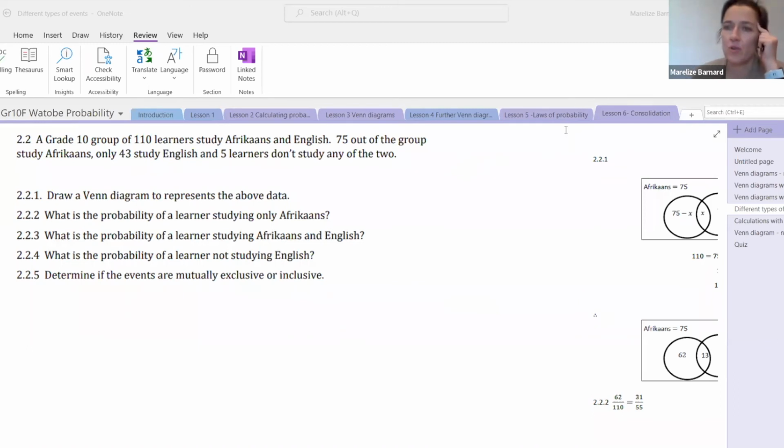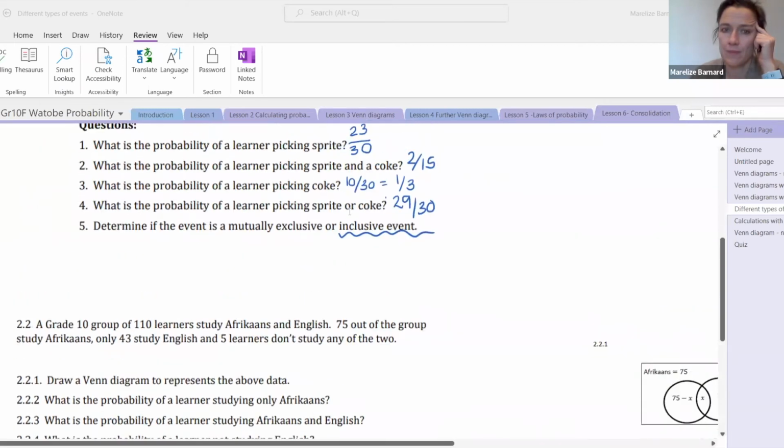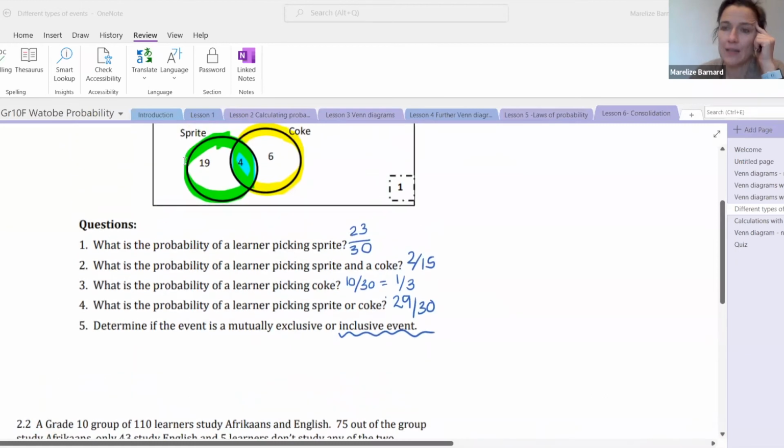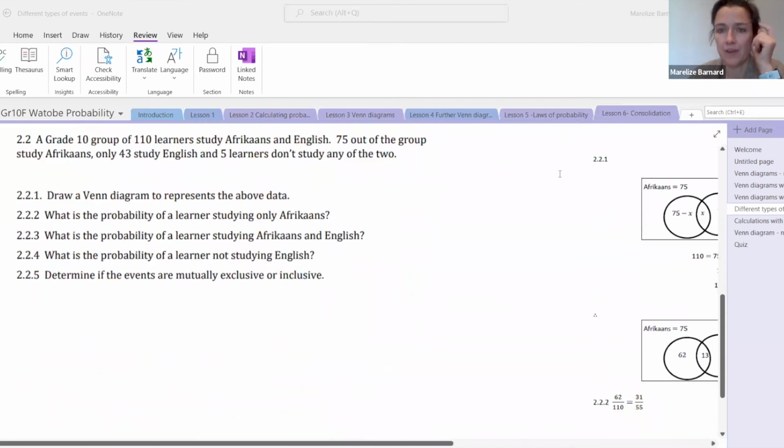Yes, ask your question. Ma'am, I don't understand how we got 29 over 30, ma'am. We take the 19 plus the 4 and the 6. 19 plus 4 plus 6, because it's OR. Oh. Okay, thank you, ma'am.